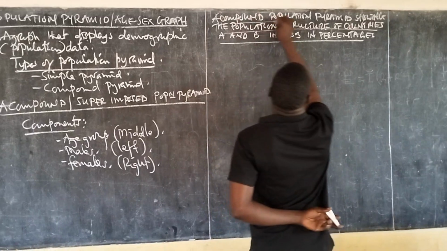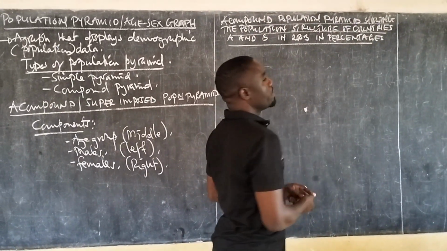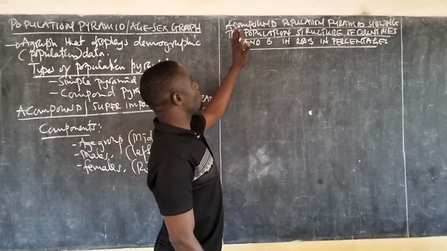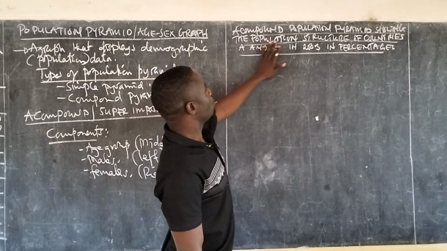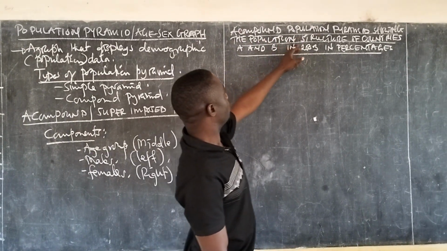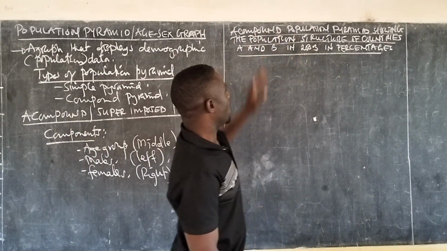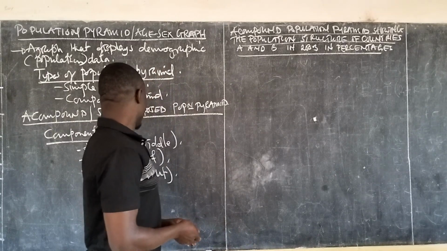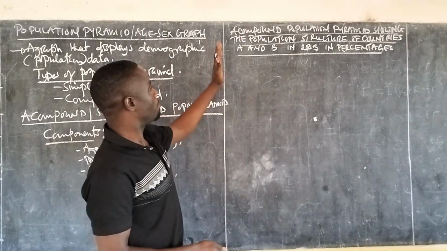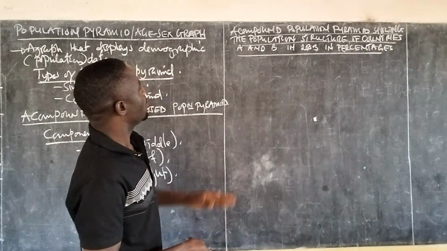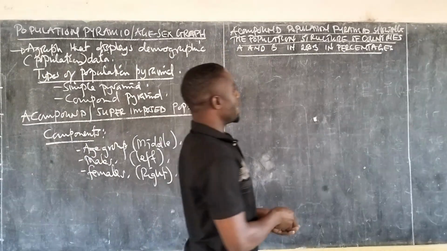As I always tell you, a title should be written in capital letters. It should bear the name of the graph. It should show what the graph is all about. Our graph is all about population structure, and it should be well underlined. So, as per the procedures of drawing a good graph, from the title we go to the scale.